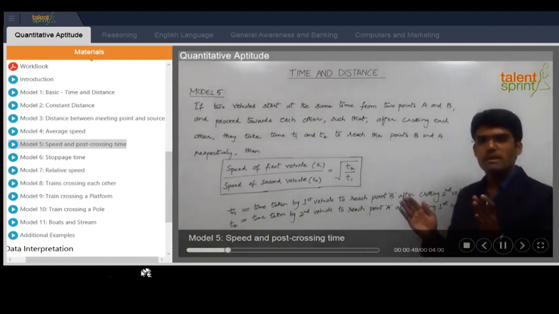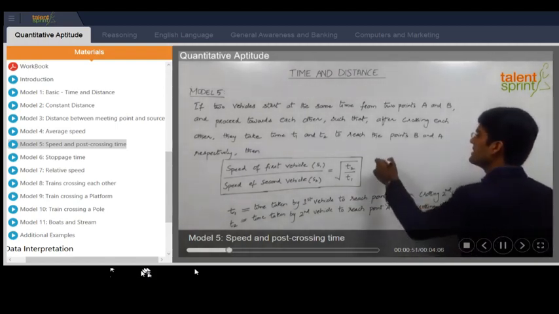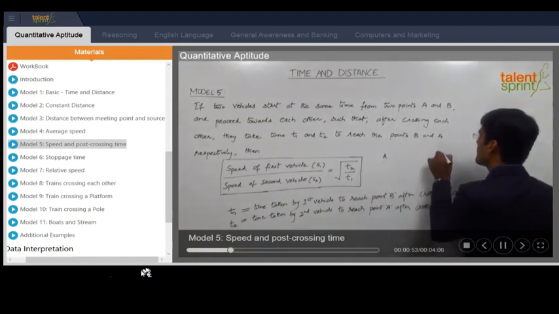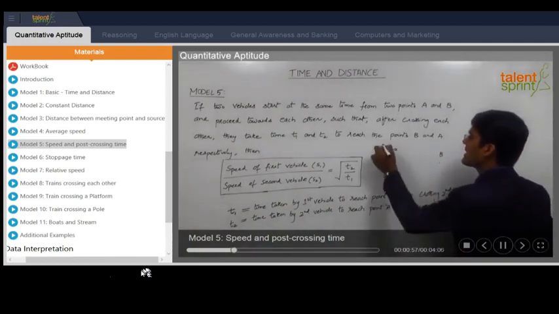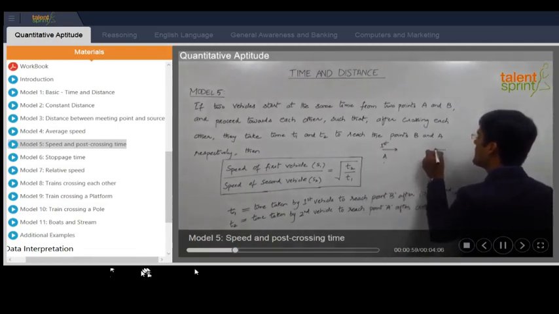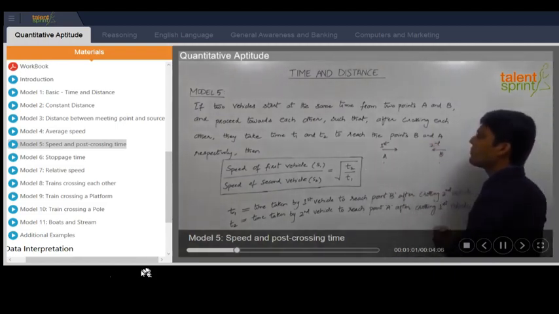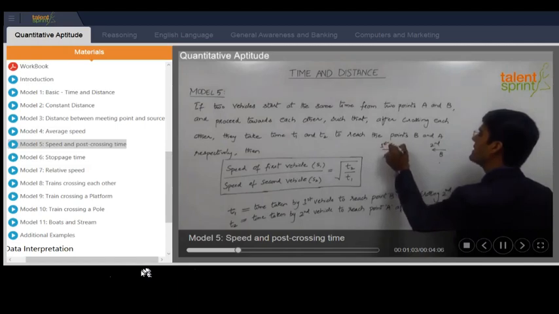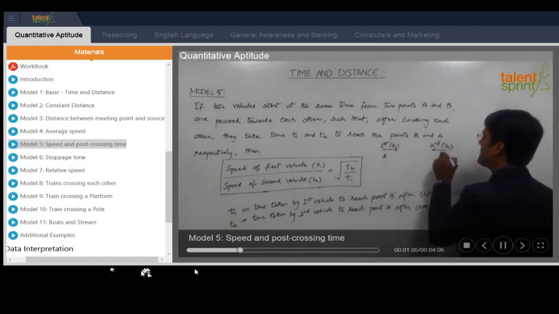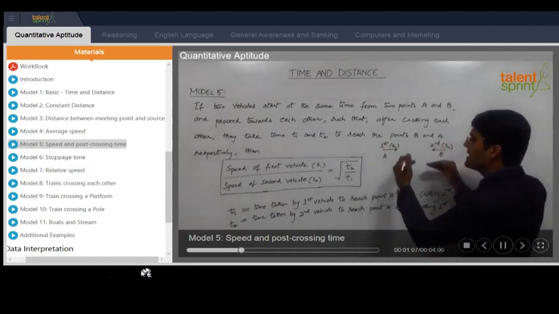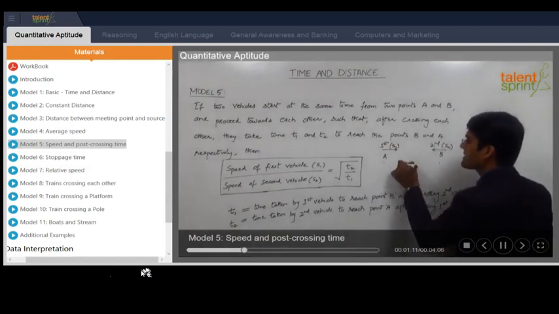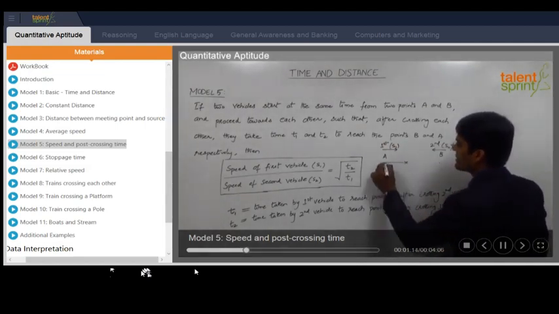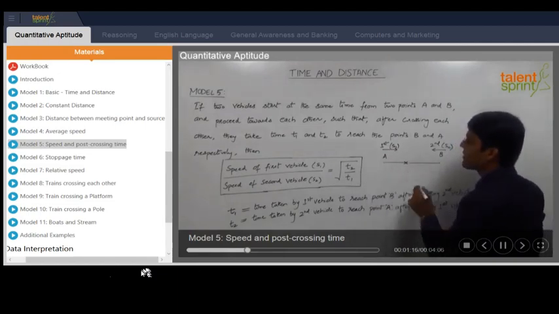So if two vehicles start at the same time, let us assume these are the two points A and B, and two vehicles start from these two points A and B. This is the first vehicle starting from point A, and the second vehicle starts at the same time from point B. The speed of the first vehicle is S1 and that of the second vehicle is S2. So they are proceeding towards each other. That means they are moving in opposite directions. So definitely they will cross each other at some point. Let us assume that this is the path and this is the crossing point.